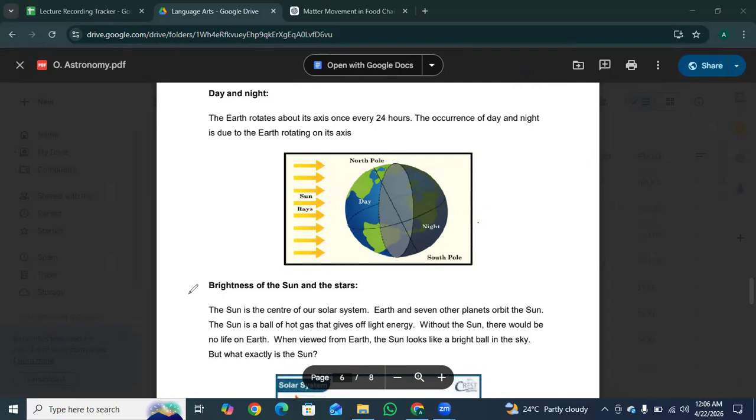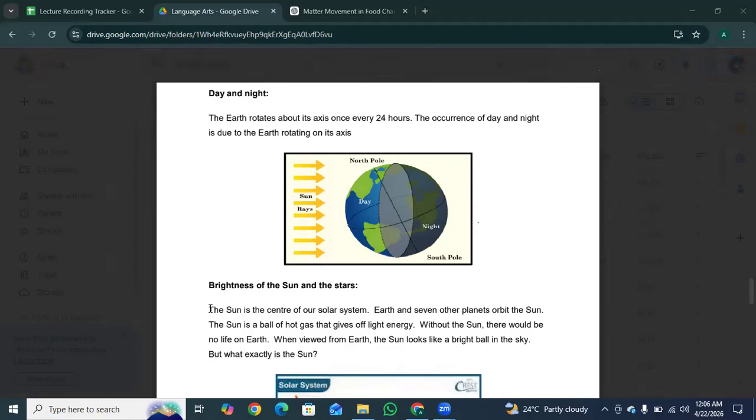Now, the brightness of the sun and the stars. The sun is the center of our solar system. Earth and seven other planets orbit the sun. The sun is a ball of hot gas that gives off light energy. Without the sun, there would be no life on Earth. When viewed from Earth, the sun looks like a bright ball in the sky.